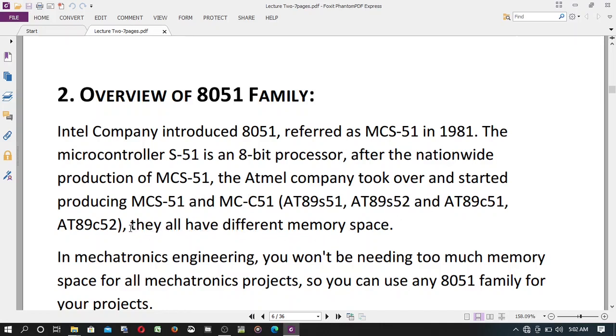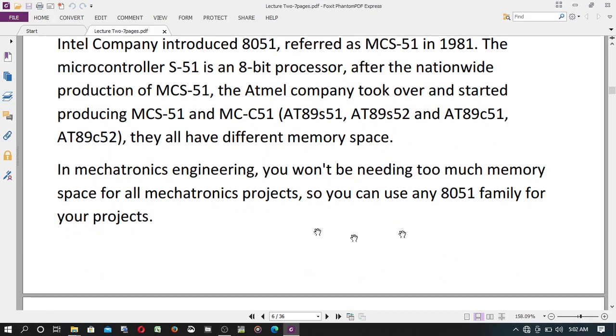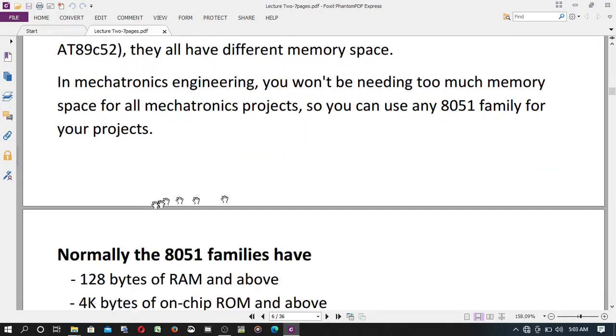It's time when we get to the input and output device interface, you get to understand the functions of this S series and C series. You will see that the S series has more function than the C series. Now, they all have different memory space. In mechatronics engineering, you won't be needing too much memory space for all mechatronics projects. So you can use any 8051 family of your choice for any project.